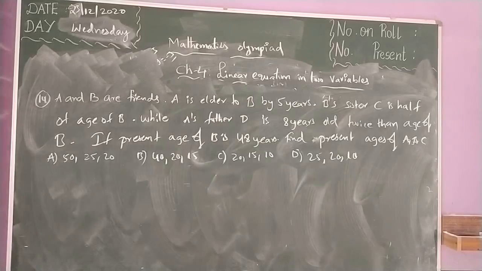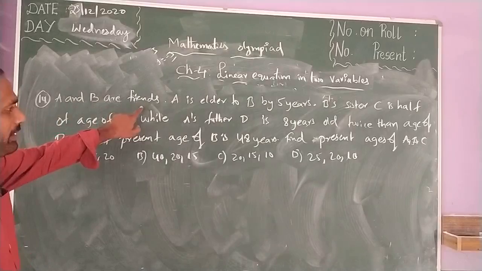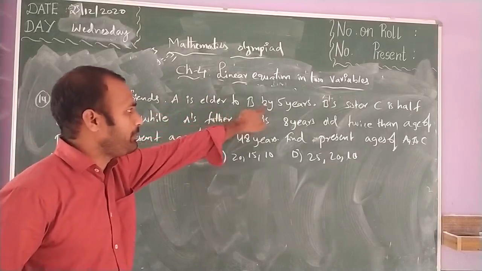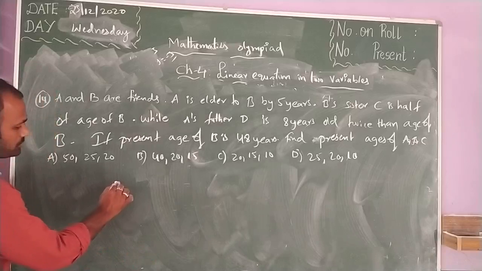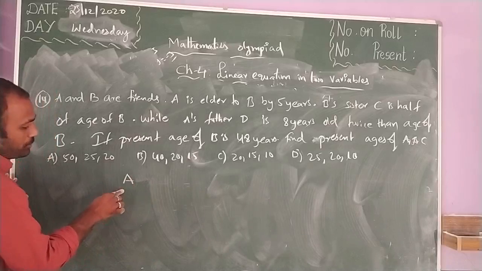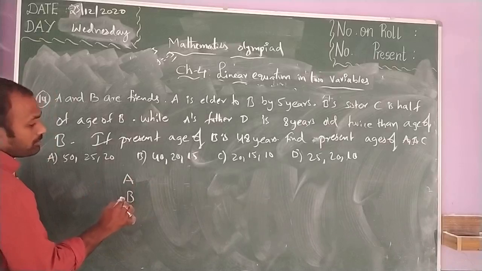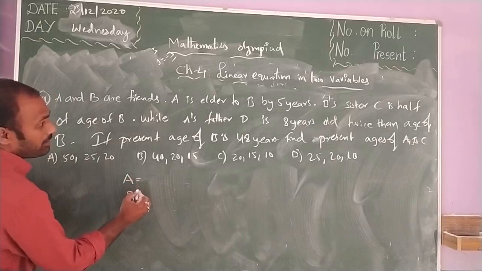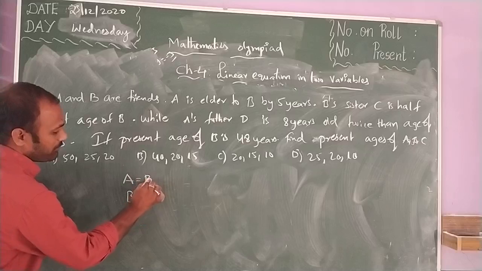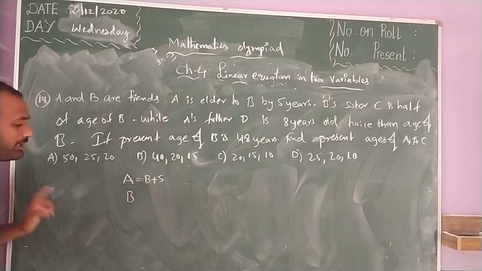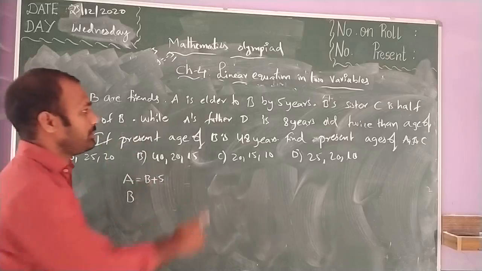Let us see the 14th question. A and B are friends. A is elder to B by 5 years. A is elder to B means let us put A on the top and B on the down. So A will be B plus 5. Whatever the age of B is, for that 5 years more. So this is the sentence.